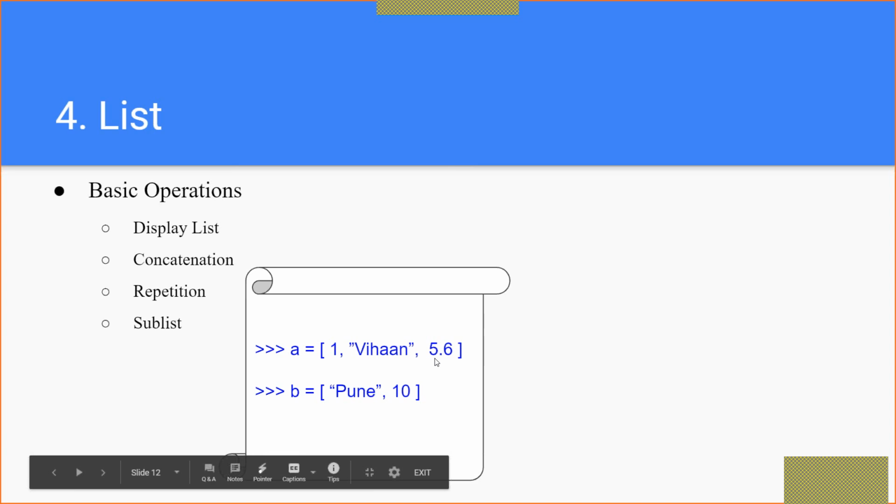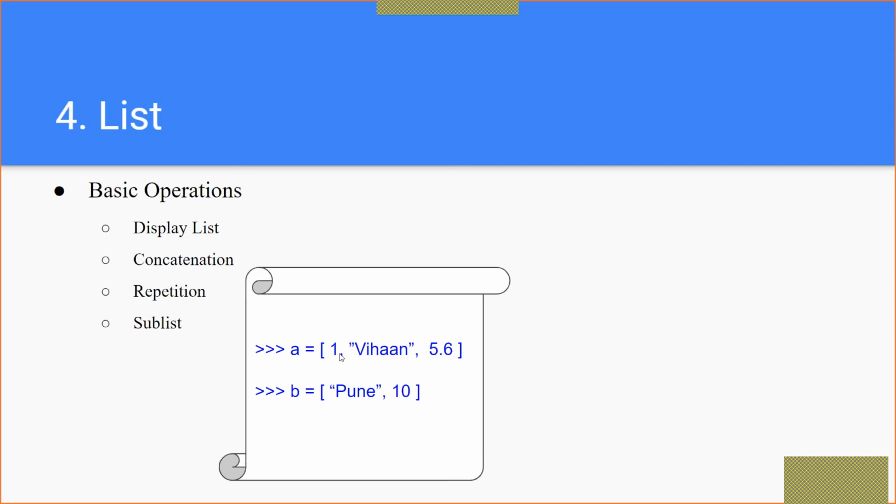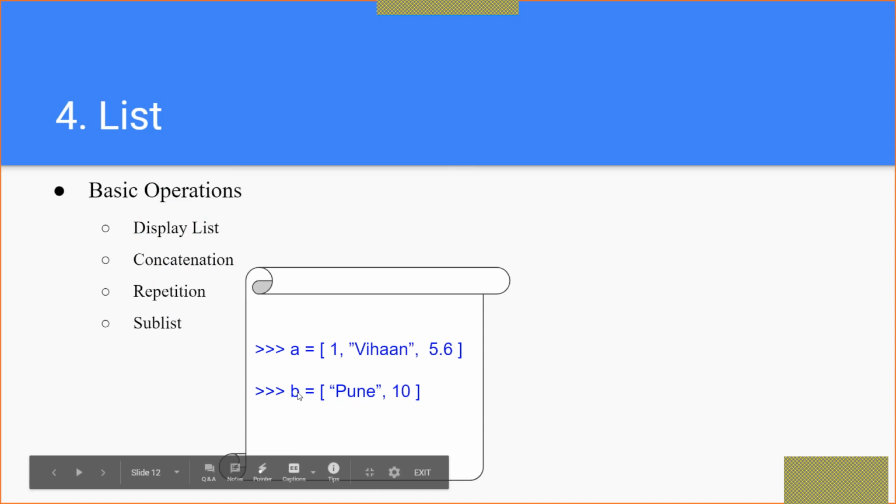As I said, this list contains different types of elements. Here an integer element is there, a string is there, and a float or real number is also there. So this is not a similar kind of list. The second list I have taken is B, which again has one string and one integer. So these are the two lists we have. Now we will perform these operations on these two lists.